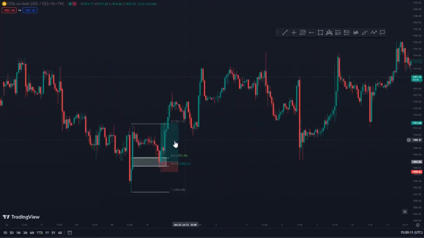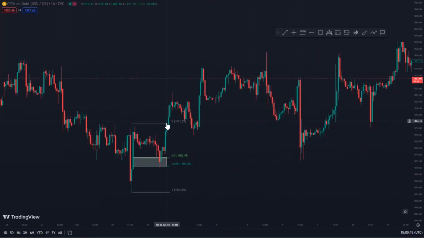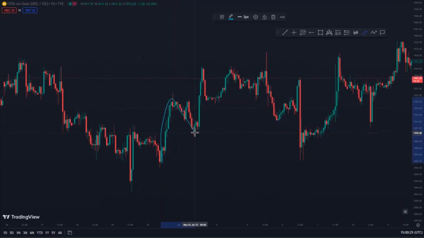And then again, let's remove this. And again this one, right? Also, this becomes the impulsive leg. This is the correction. We want to capitalize on this impulsive push to the upside, right?